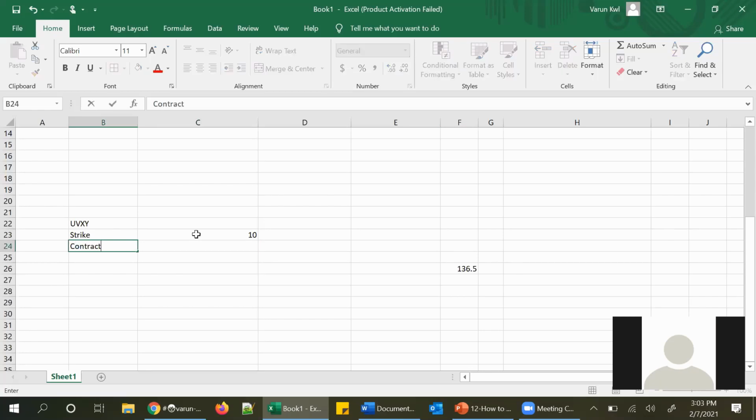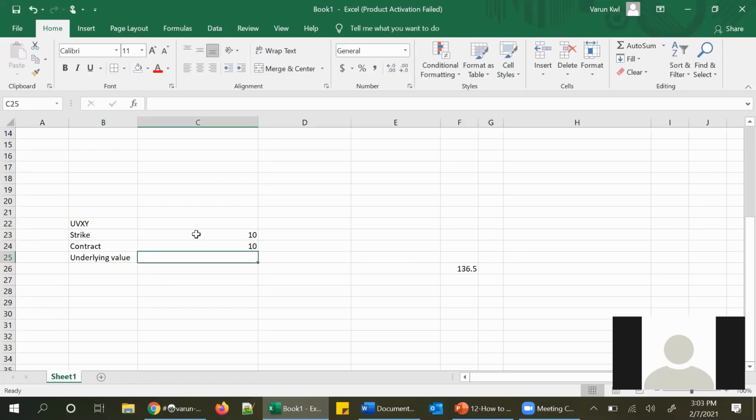Contracts, I did 10. So the total underlying value was 10 multiplied by 10 multiplied by 100 shares each. Okay, 100 contracts each, 100 shares in each contract. So I was giving $10,000.